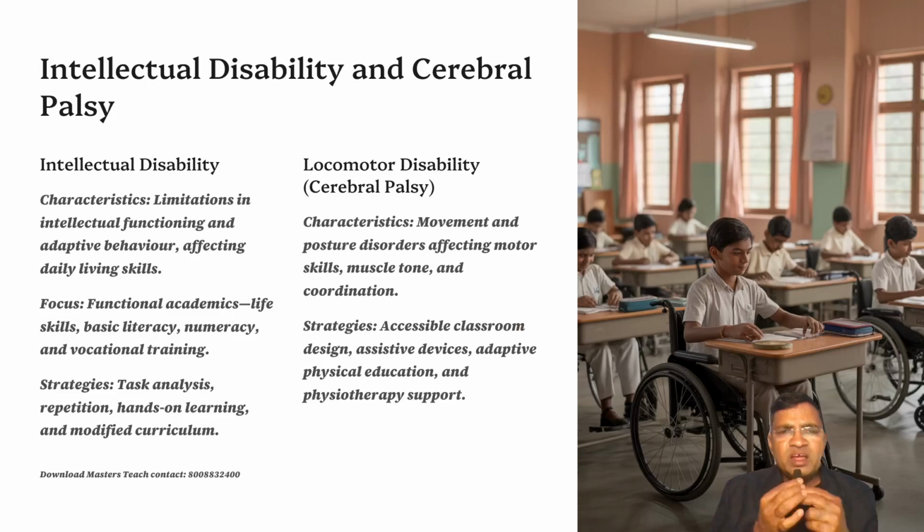Then locomotor disability is also called cerebral palsy. So the characteristics are movement and posture disorders affecting motor skills, muscle tone and coordination. So what is the strategy? Accessible classroom design, assistive devices, adaptive physical education, and physiotherapy support are required.